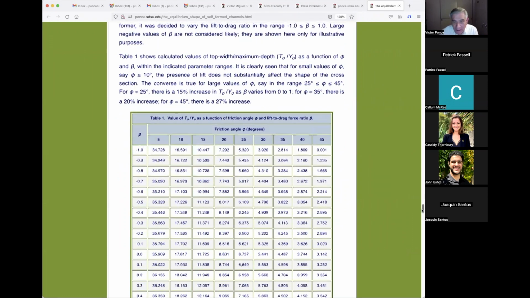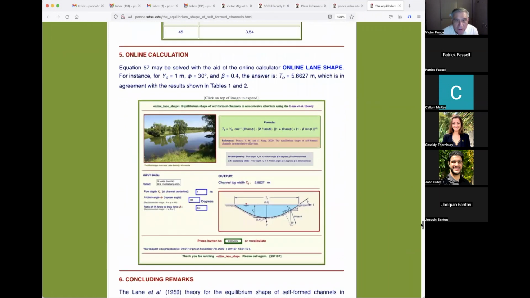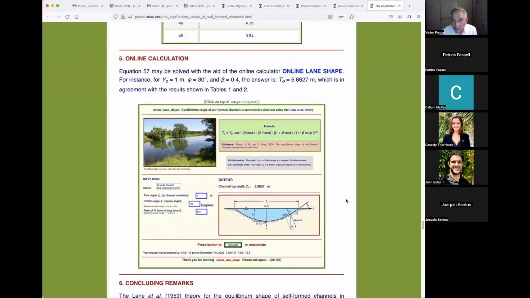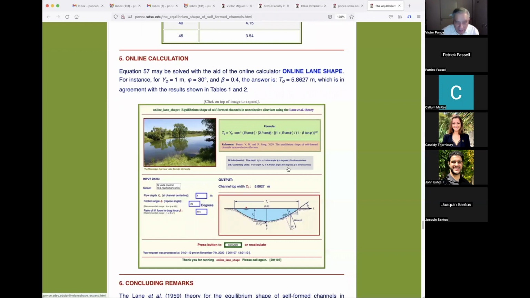How about that? Okay, so we got this table that I've already shown. We got this another table. And then we do an online calculation. You know, Professor Ponce can't stay away from the online calculators. We had the simple formula, which is this formula over here that I've already shown you. And we do a calculation, metric. Well, you can't do this. This is a JPEG, but we can do the calculation.